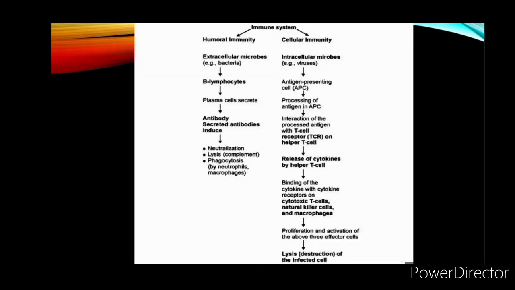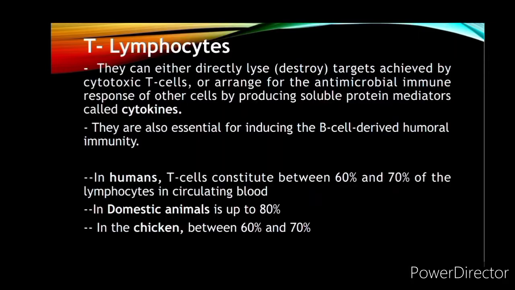As for this figure, it shows the two components of the immune system, which are the humoral immunity on the left side and the cellular immunity on the right side. As for the others under these components, we'll tackle and discuss them as we go along. Next, we'll discuss the T lymphocytes.